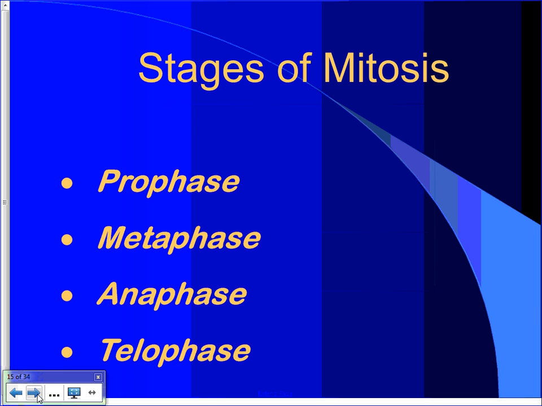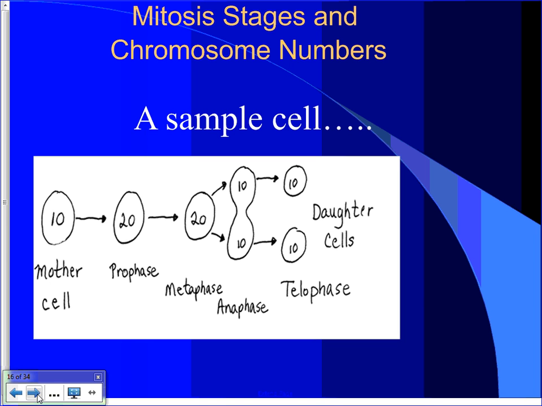Mitosis itself has four main stages, and again, they're only pictures of a continuous cycle, and those are prophase, metaphase, anaphase, and telophase, and we'll go through each of those really quickly. Before we do that, we should look at some chromosome stages and chromosome numbers.